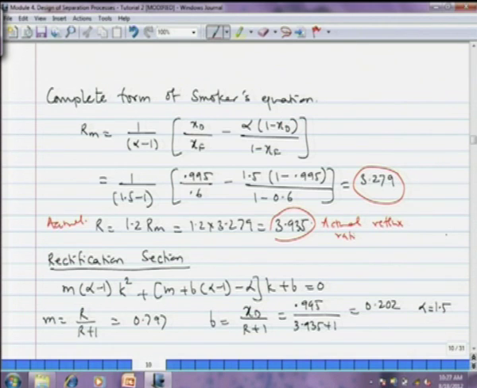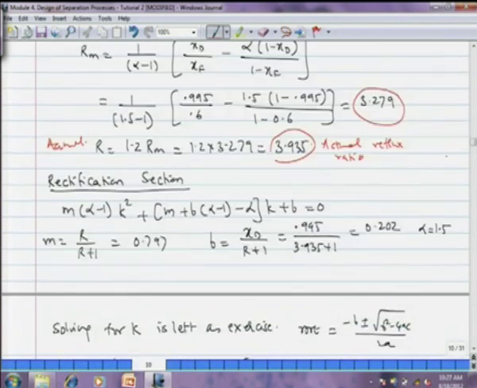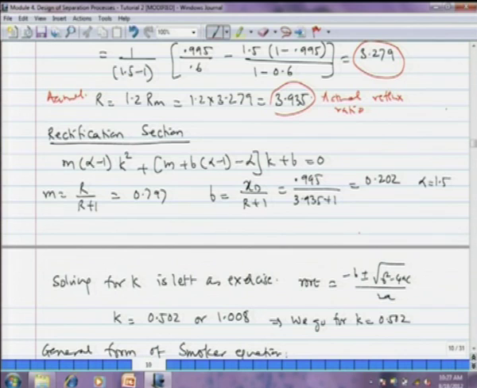Now, having done this, we have to solve the quadratic equation for the rectification section. This was derived in the previous class. The equation is m into alpha minus 1 into k square plus m plus b into alpha minus 1 minus alpha into k plus b equal to 0.